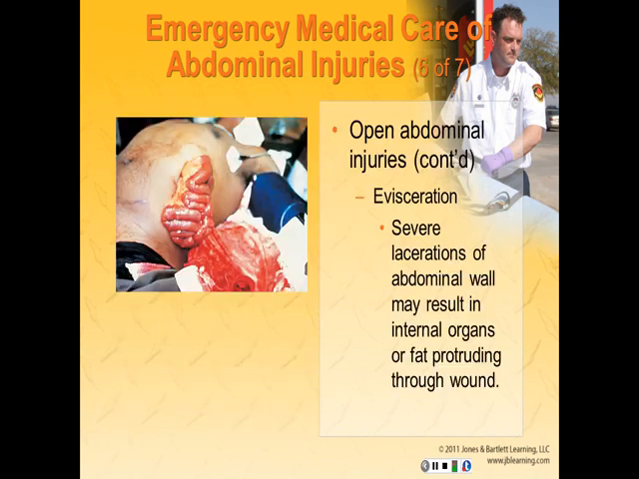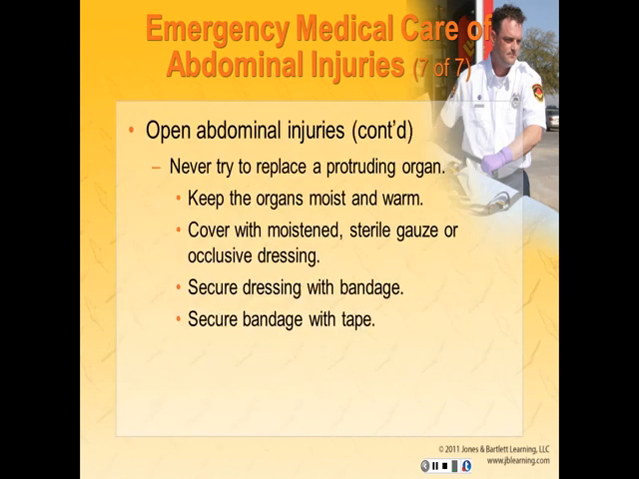Severe lacerations of the abdominal wall may result in evisceration, and this is where internal organs or fat protrude through the wound. You can see an example here in the photo of small bowel being eviscerated from the abdominal cavity. We never try to replace protruding organs. We keep them moist and warm with a moist, sterile gauze, and we cover the wound with that or an occlusive dressing. We secure the dressing with a bandage and secure the bandage with tape.